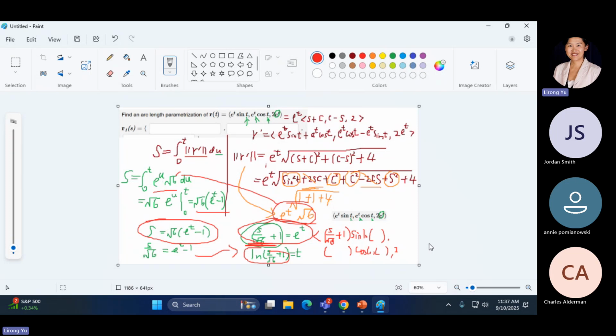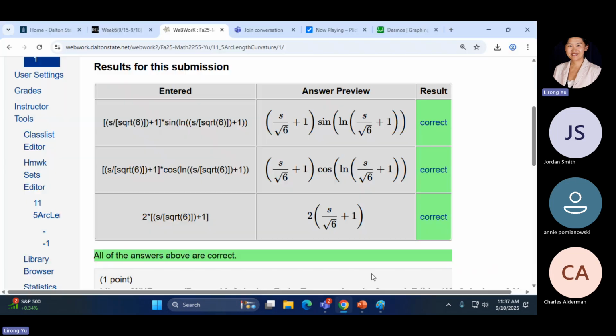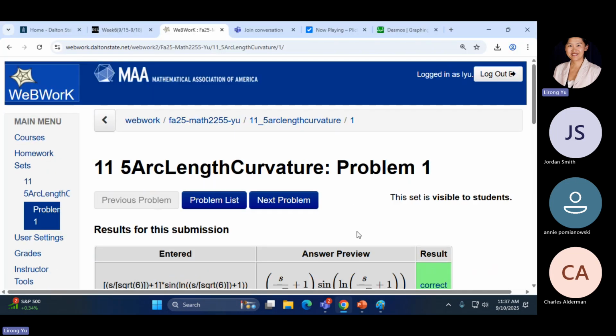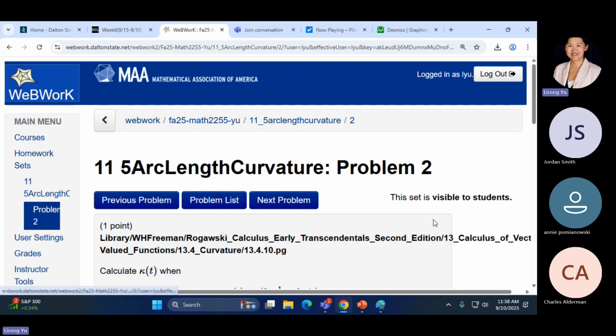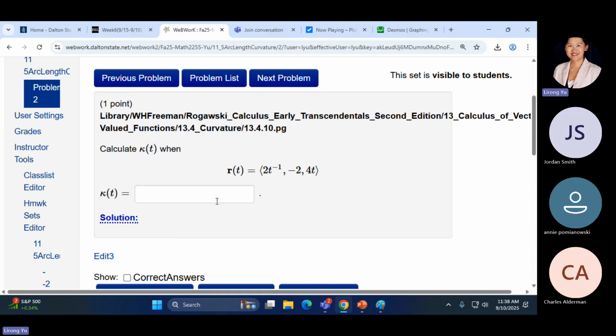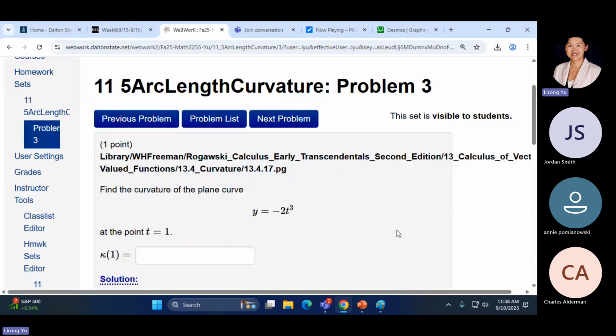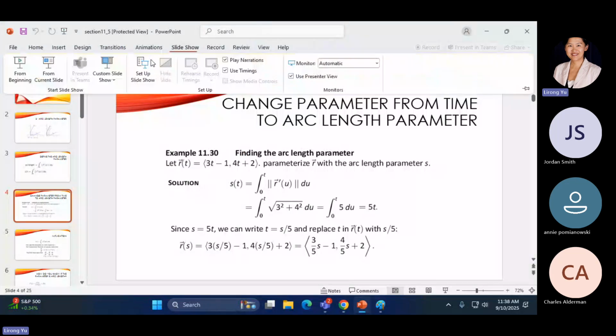Any question? That's the first example we did, to change the way we do parameter to make our calculation work. The rest of the questions are calculation of curvature. So let's go ahead and start talking about curvature.